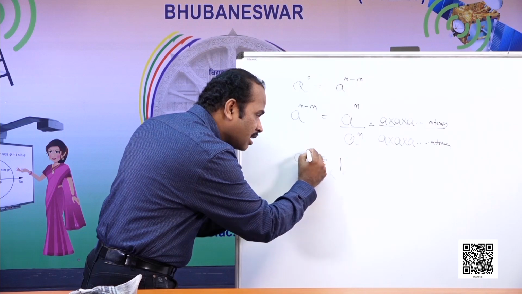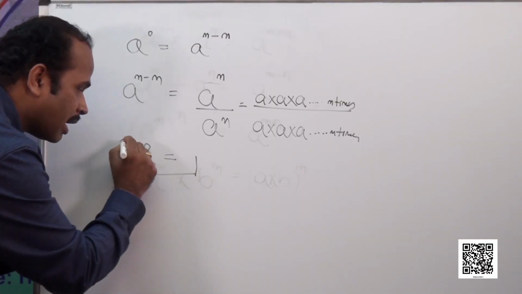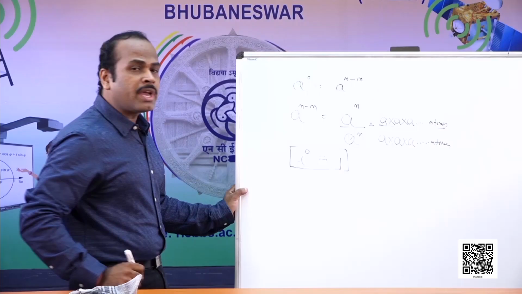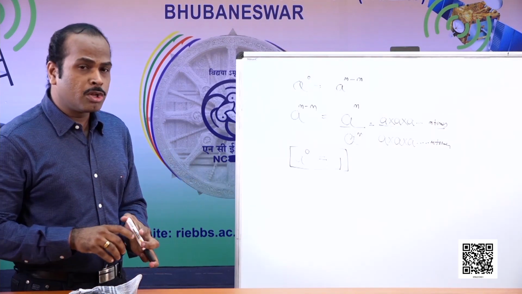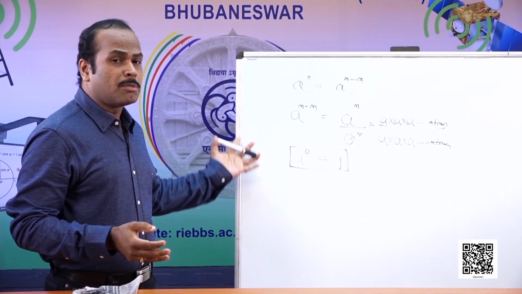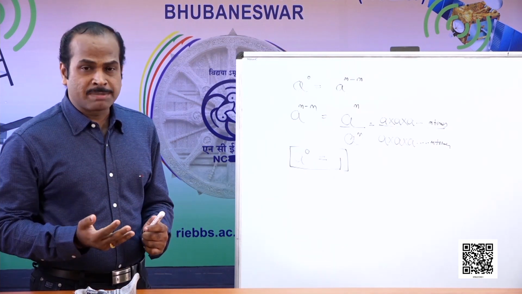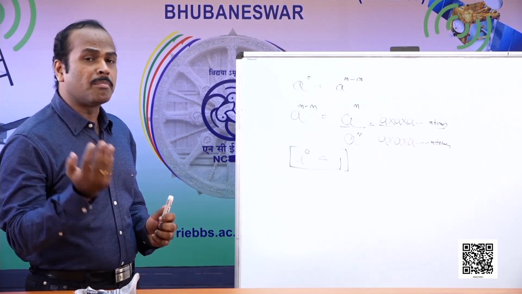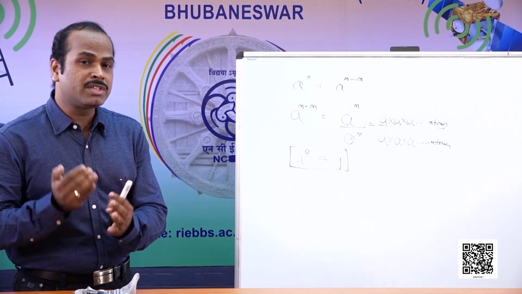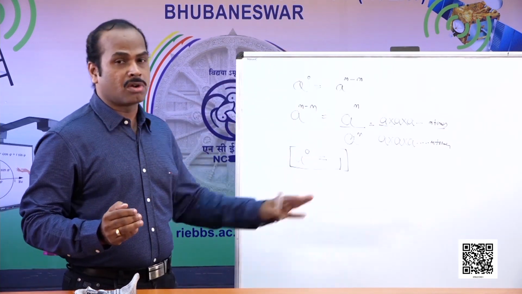I can write it here, a to the power 0 equal to 1. Okay. So how did I get a to the power 0 equal to 1? Using the same laws of exponents, we understood it now. But if we need to express a to the power minus 1, then what changes will happen in the same law? Let us see again.